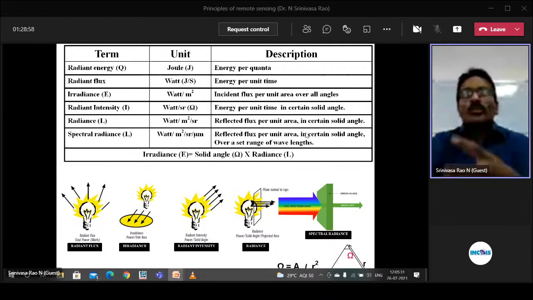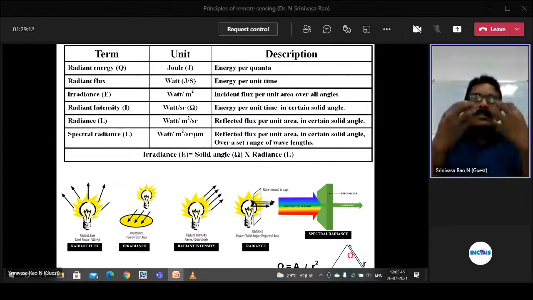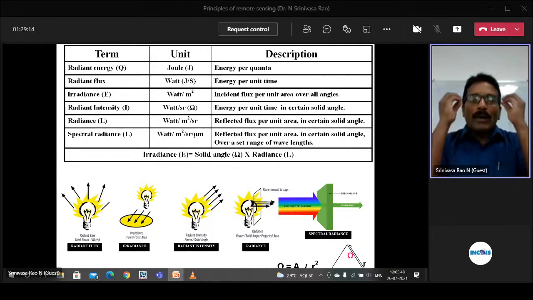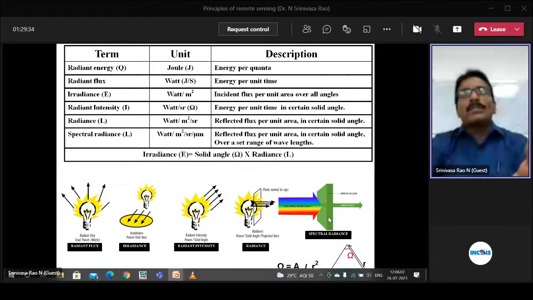Now, in satellite remote sensing, in place of radiance, we are calling it spectral radiance. What is spectral radiance? Up to my eye, all wavelengths of visible light, 400 to 700 nanometer, reach my eye. But if I wear green glasses, what will these green glasses do? They will allow only green light; the remaining blue light and red light it is stopping. So my eye captures only green light, as you see in this diagram. After the glass, only green light is allowed.